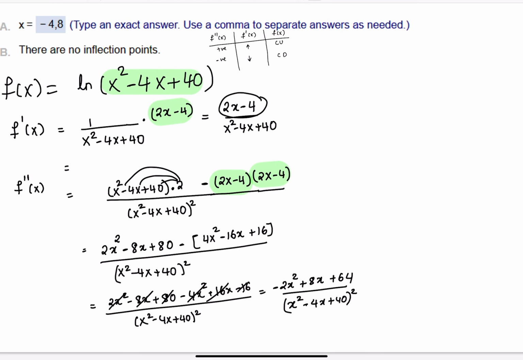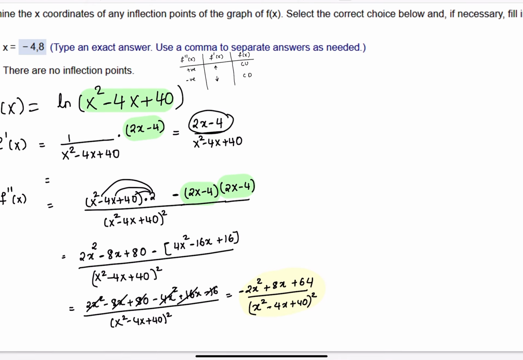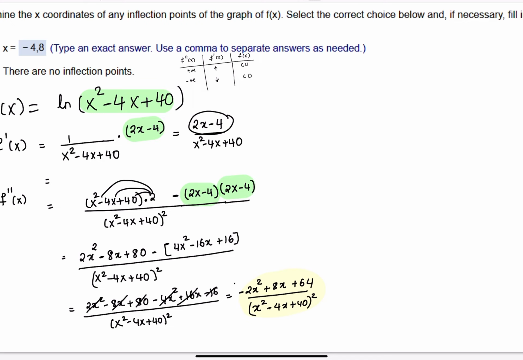Phew. Now that we have the second derivative, what do we do now? They're asking us to find the inflection points. Remember, the whole idea is to tell me where the graph is concave upward or concave downward. Of course, you can graph this in your graphing calculator to cross-check to see if you're on the right track or not. But I'm trying to find the inflection points here. So to find the inflection points, I will set the second derivative to 0.